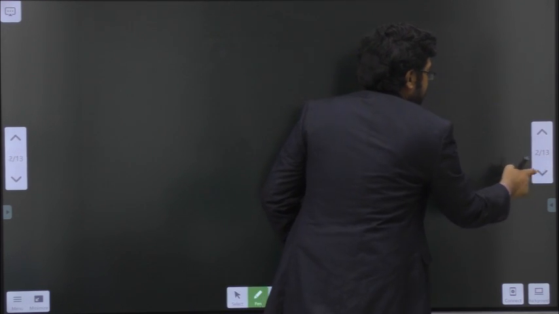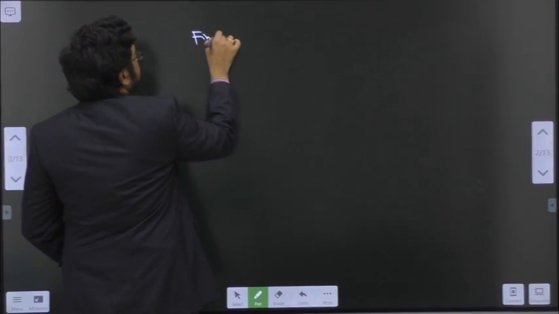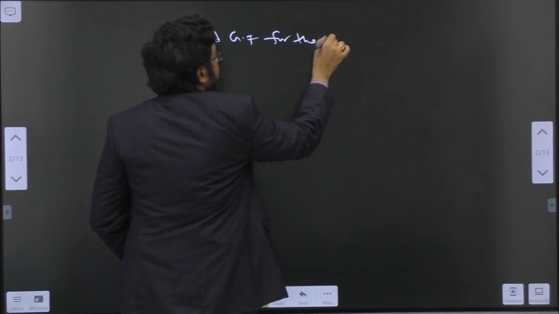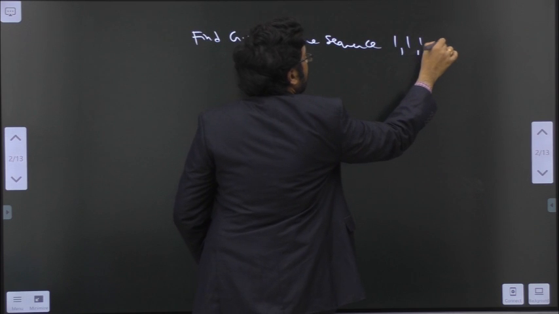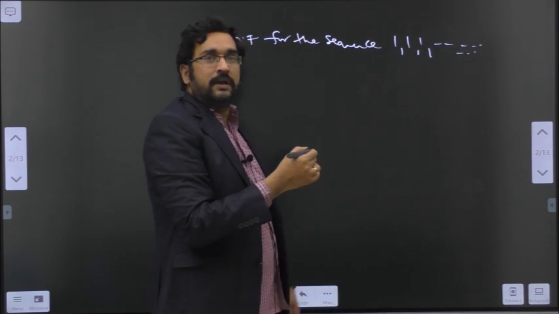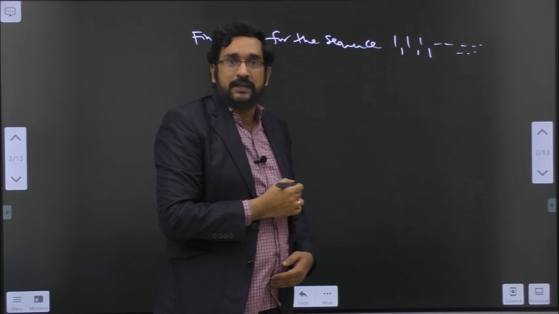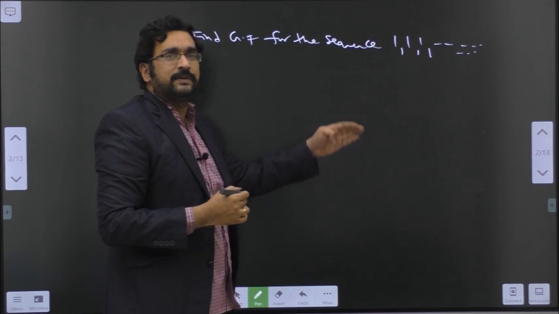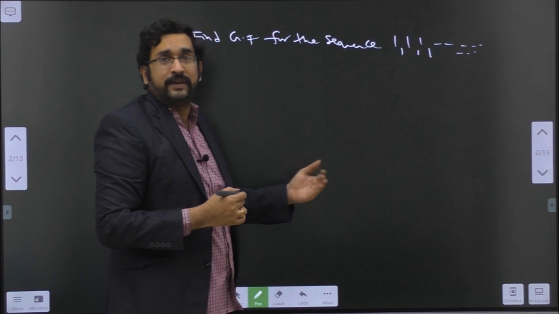Now take one example. Find the generating function for the sequence 1, 1, 1 and so on. So we have an infinite number of ones, and for that sequence we have to find the generating function. Generating function is nothing but expressing the given terms in combination with coefficients of x.